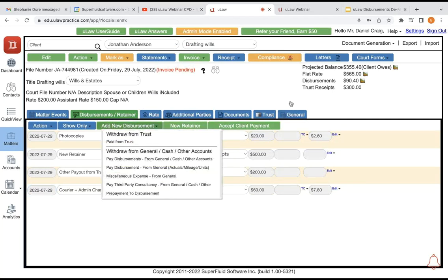Now there are other types of disbursements that are termed as paid disbursements from general: actual, mileage and units. So these are also something that is done from general, but like how from trust you are paying actuals, which is actuals paid from trust.